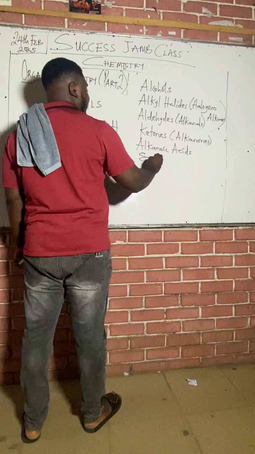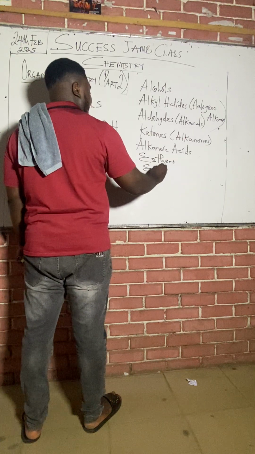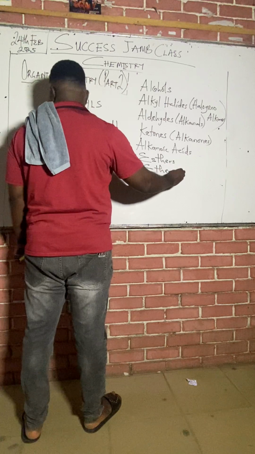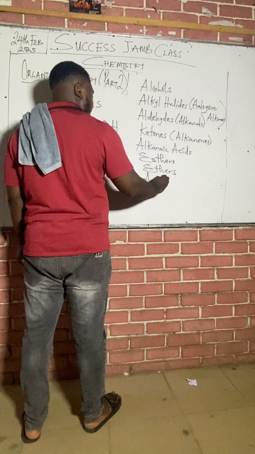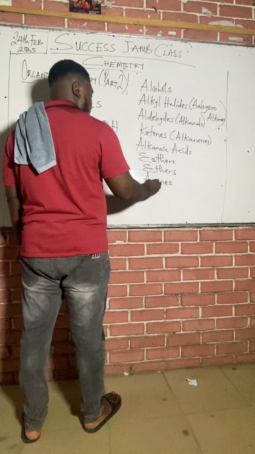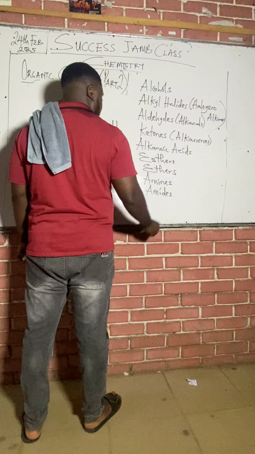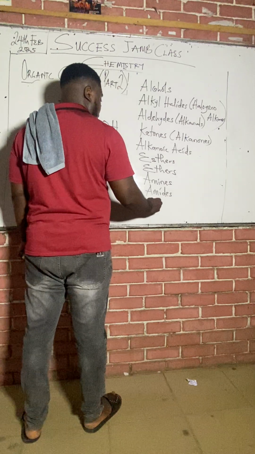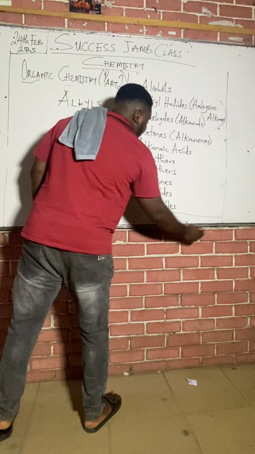We have esters. We have ethers. We have amines. We have amides. We have nitriles. For Jamb, we'll stop here. For the Jamb scheme.